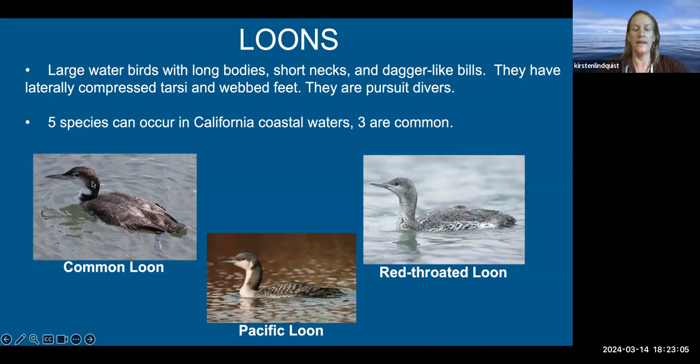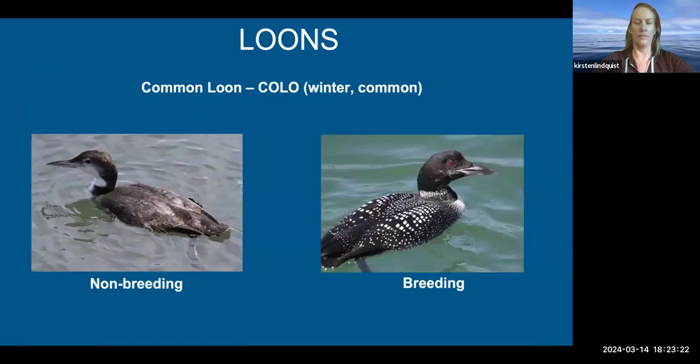A blockier head in the common loon, a little more petite in the Pacific loon, and then the red-throated loon is kind of lighter in general in the head and face and has a less distinct marking. So here's our common loon. The four-letter code is common, C-O-L-O, colo.